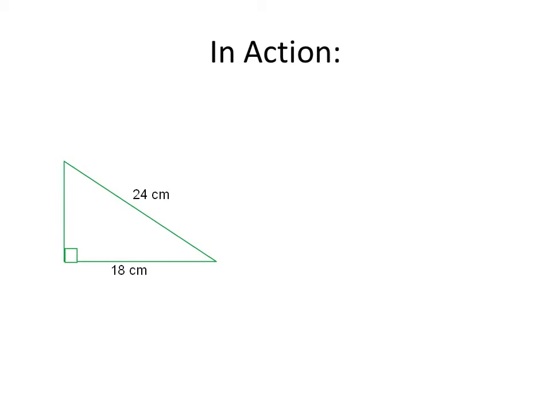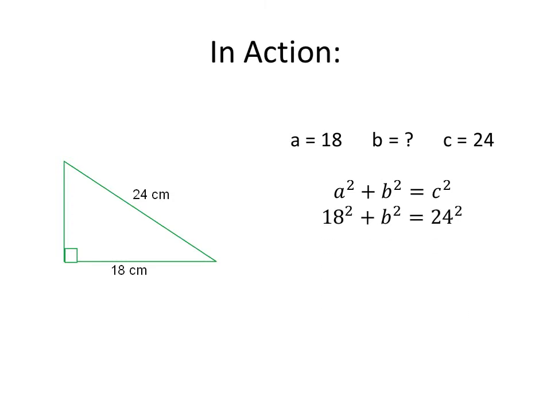All right, so here's our second example. We have a right triangle. This time we know our hypotenuse, C, which is 24 centimeters, and we know one of our legs, A or B, which is 18 centimeters. Okay. We're using our Pythagorean theorem, A squared plus B squared equals C squared. Substitute it all in. 18 squared and 24 squared is 324 and 576.